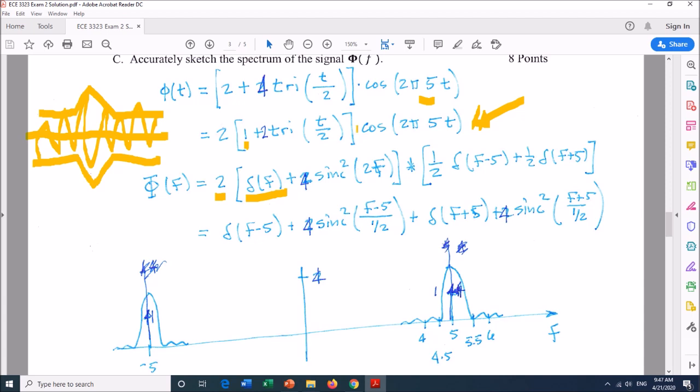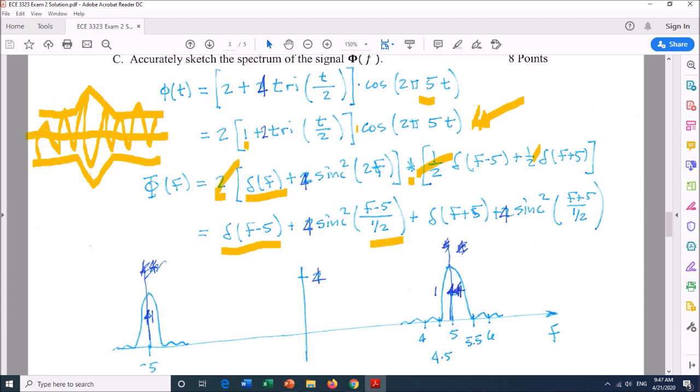And then this multiplication becomes convolution, and we're convolving with the Fourier transform of the cosine, 1/2 delta f minus 5 plus 1/2 delta f plus 5. The 2's cancel the 1/2s. And then you carry out the convolution. Delta f minus 5 convolved with this delta f gives a delta f minus 5. Delta f minus 5 convolved with this sinc squared gives a 4 sinc squared f minus 5 divided by 1/2.